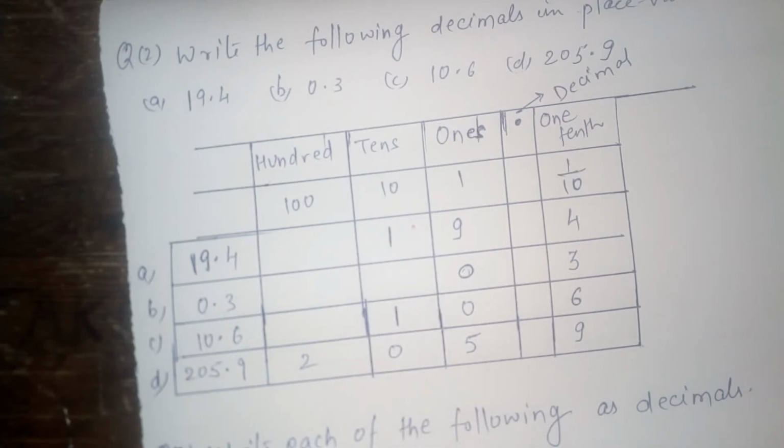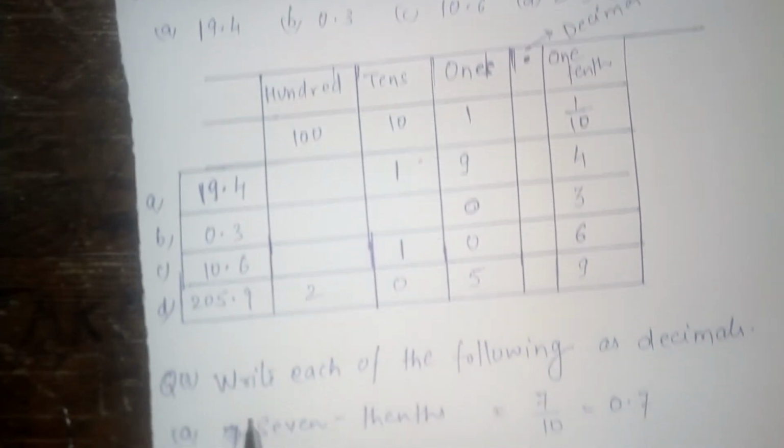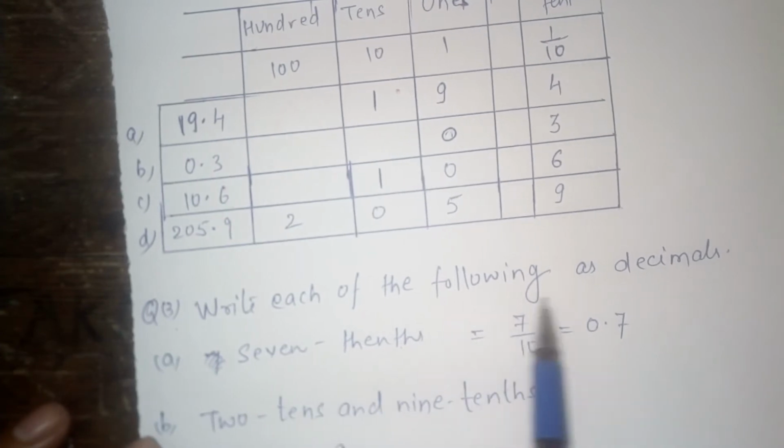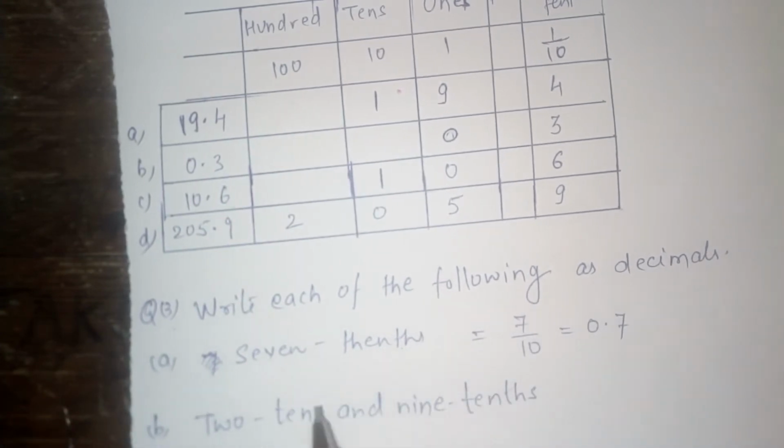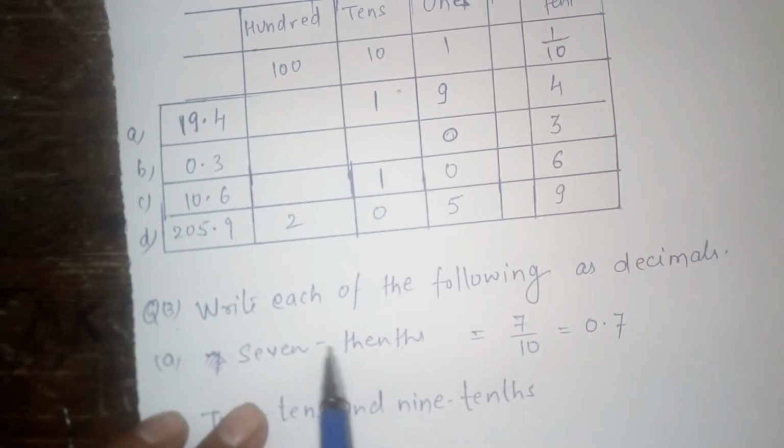Okay, your next question is: write each of the following as decimal. The meaning is the question is not in the decimal form. Now write each of the following as decimal.